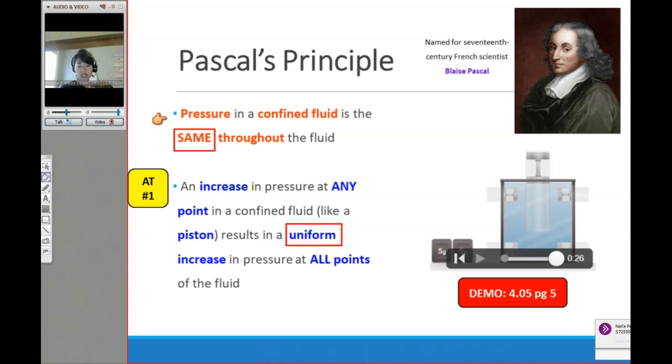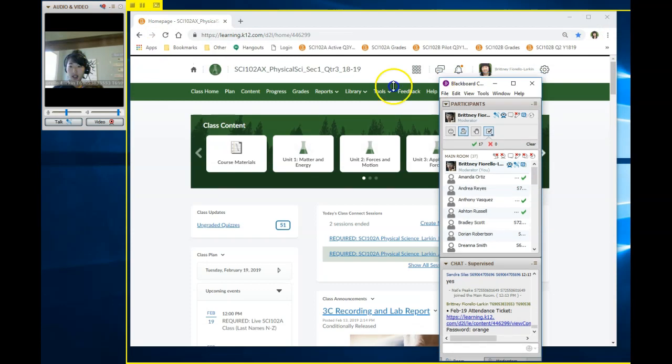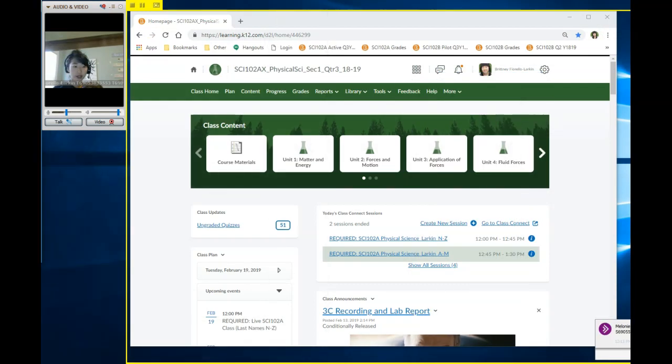Okay, so let me go ahead. We're going to do a demo of this, just because I know that's a little bit hard to wrap our brains around. So let me go ahead and push this up on the board. Awesome. Thumbs up here if you can see my screen.